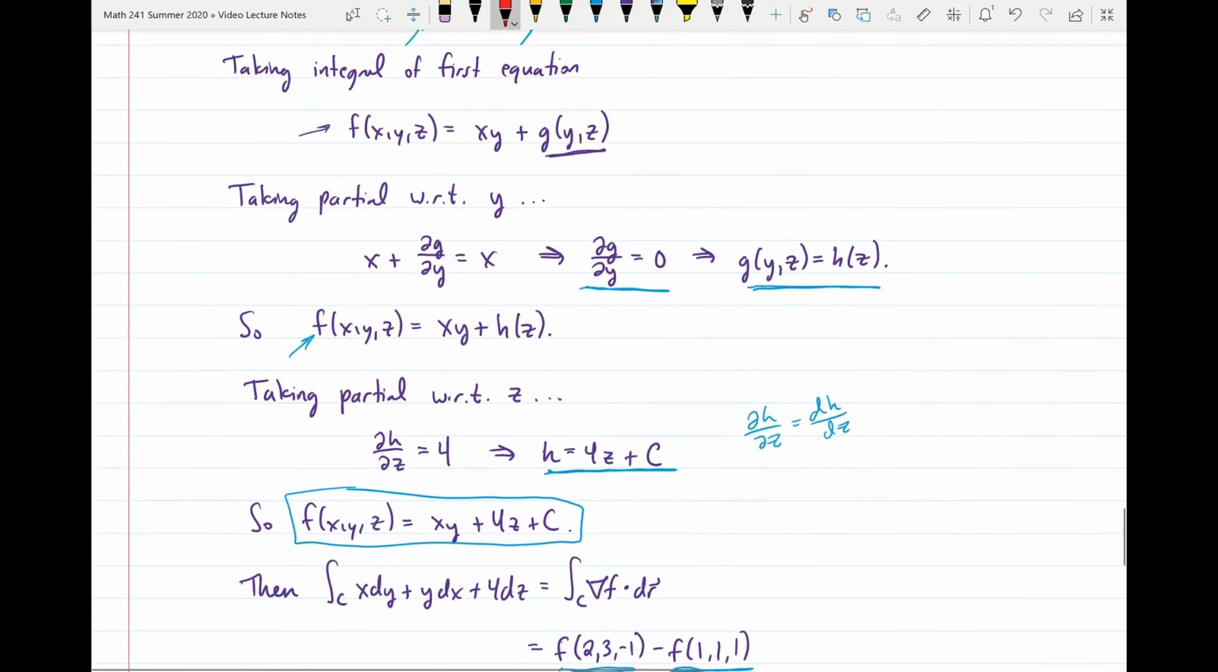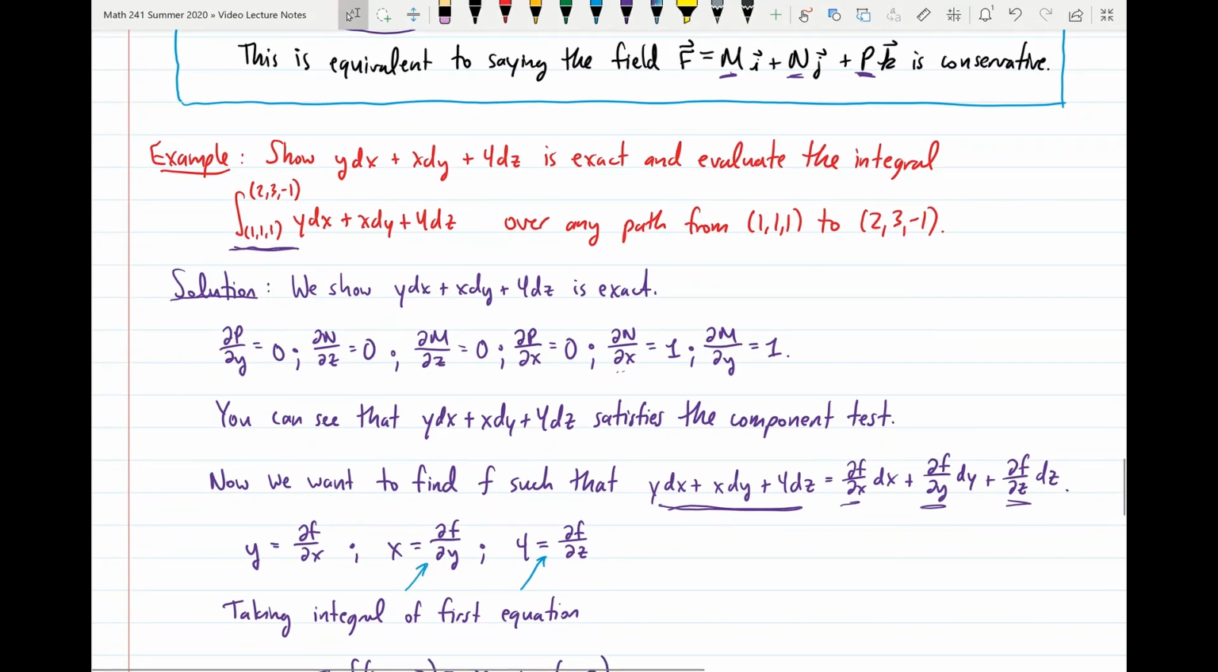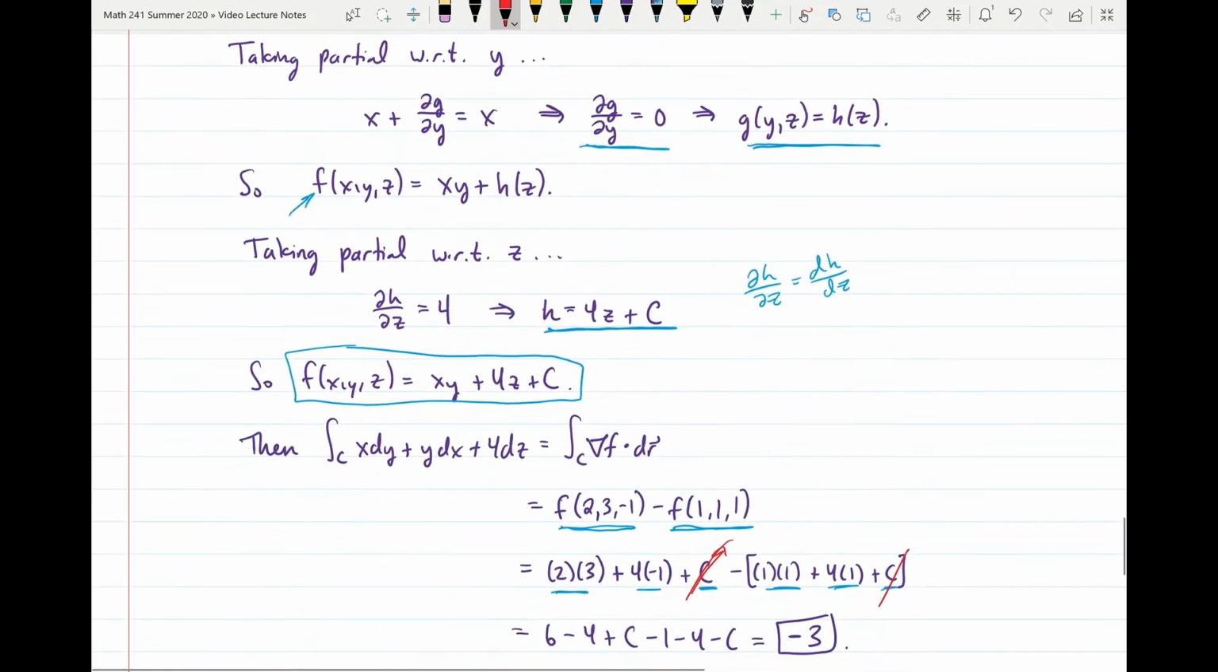So what this means is that the integral of our differential form y dx plus x dy plus 4 dz from the point 1, 1, 1 to the point 2, 3, negative 1, regardless of which path we choose, is going to equal negative 3.